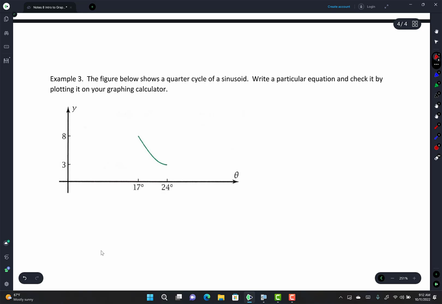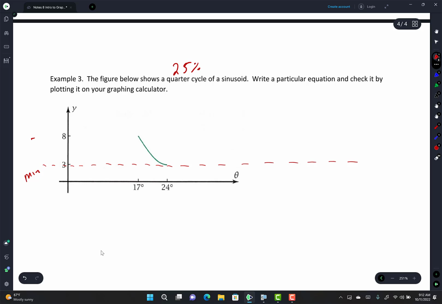All right, let's read this. The figure below shows a quarter cycle. A quarter cycle, so that is what percentage? 25%. So put 25% somewhere in there of a sinusoid. Write a particular equation and check it by plotting it on your graphing calculator. Okay, this is 25%. So I notice that this is concave down. So this 3 is a minimum. This is a minimum, guys.